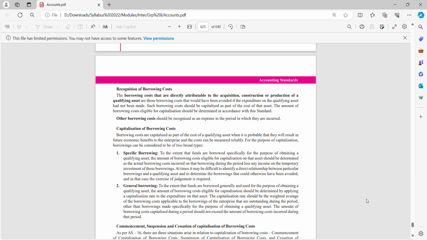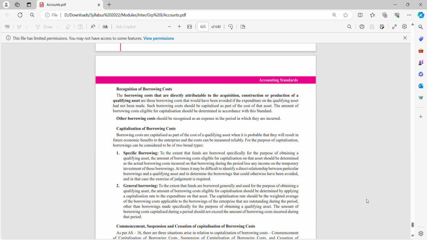Specific borrowing, general borrowing. To the extent that funds are borrowed specifically for the purpose of obtaining a qualifying asset, the amount of borrowing cost eligible for capitalization on that asset should be determined as the actual borrowing cost incurred on that borrowing during the period, less any income on the temporary investment of those borrowings. So we have specific borrowing and we have general borrowing.